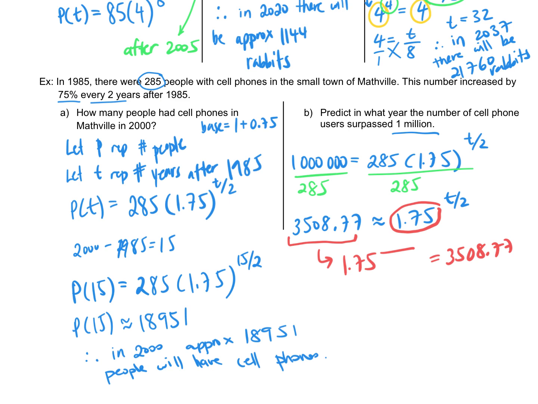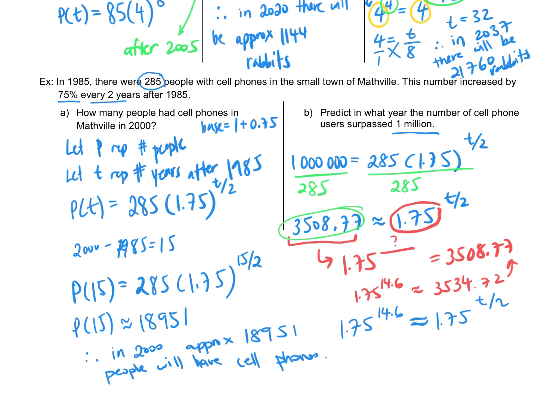So I'm going to say 1.75 to the power of 14.6 gives me 3,534.72. Not the same, but good enough. So now that I have that common base, I'm going to replace this with 1.75 to the power of 14.6 equals 1.75 to the power of t over 2. And actually, I'm just going to put my rounding equal signs here because it is an estimation. And now I can set my exponents equal to each other. 14.6 is approximately t over 2.